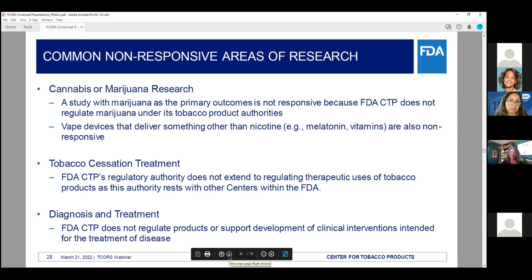So again, whether or not cessation work is responsive to the Center for Tobacco Products and the RFA depends, and I encourage you to talk with your program folks about that at NIH.